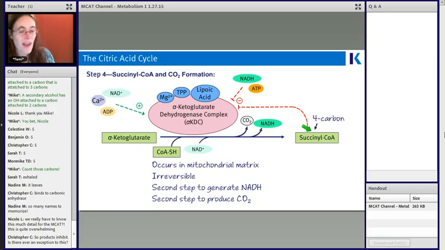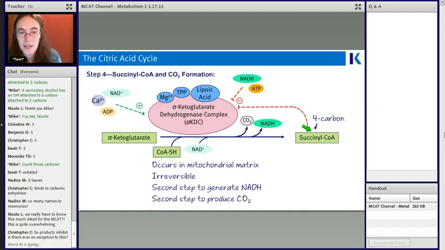Nicole, they have actually asked us, yes. They have stated that you need to know different parts of citric acid cycle. You need to be able to list these things. Absolutely.